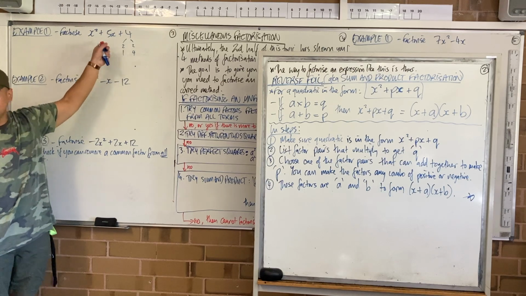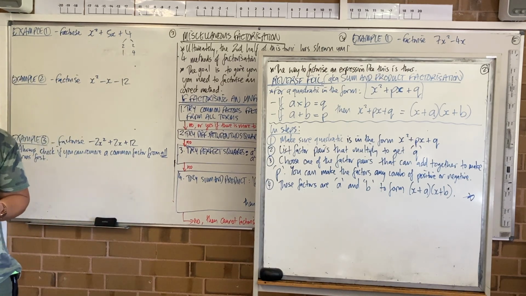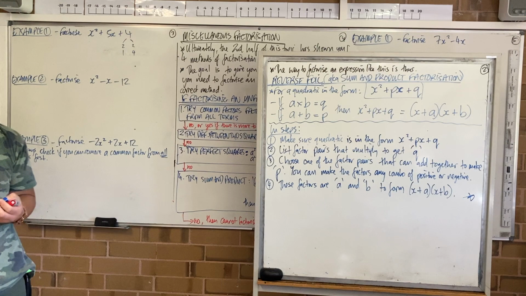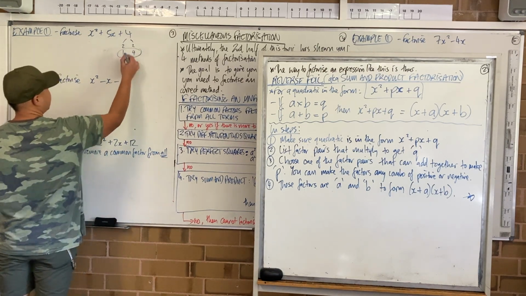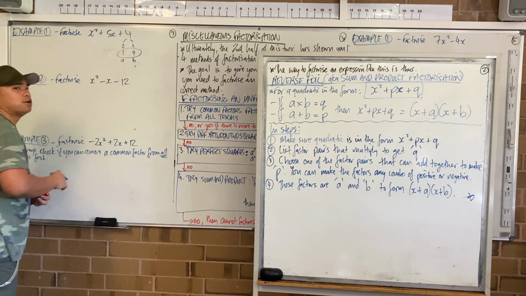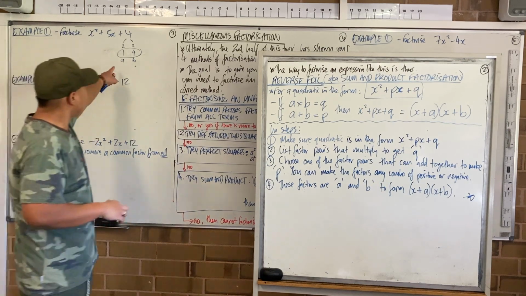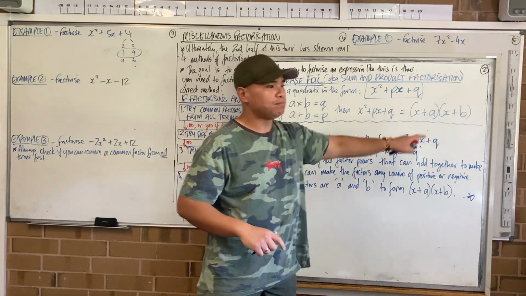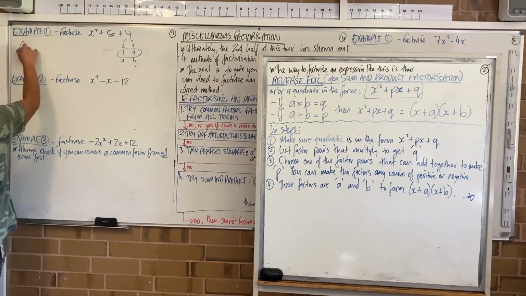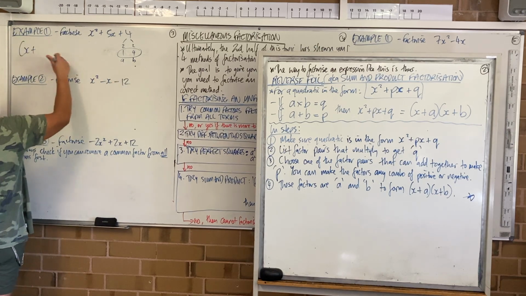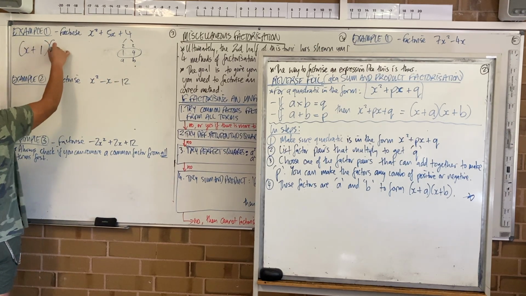Can I add 2 and 2 to make 5? But can I add 1 and 4 to make 5? Yeah. So that's the factor pair. Put a circle around it. That is your a, that is your b. So now I've decided my a and b, I can chuck the brackets in. So I can go x plus, what did we say a was? What did we say b was?